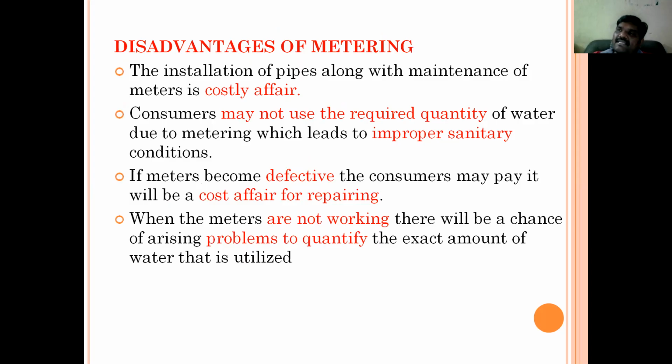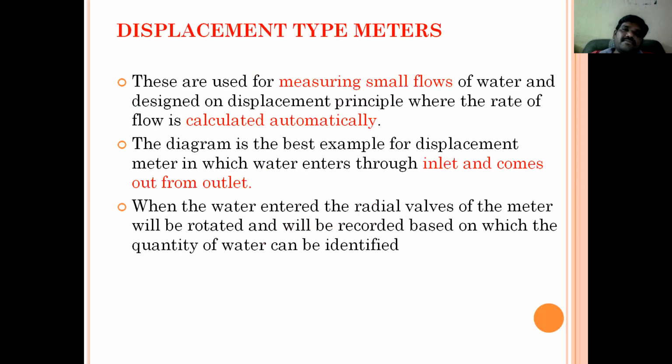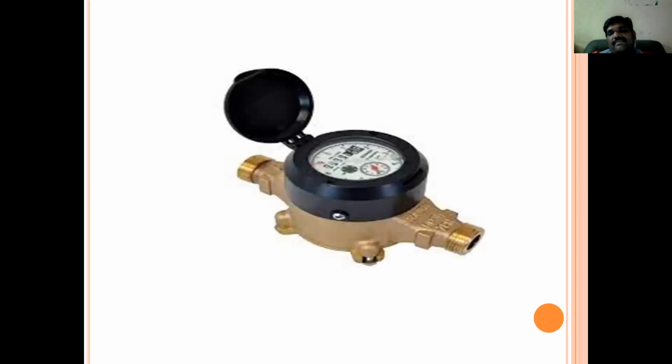If the meter is defective or not working, there is a chance of problems in quantifying the exact amount of water utilized by the consumer. This is one type of meter, the displacement meter, which works on a principle where the rate of flow is calculated automatically. It has an inlet and outlet, the entry of water is calculated by the meter, and the water comes out from the outlet. This is an example of a displacement meter.